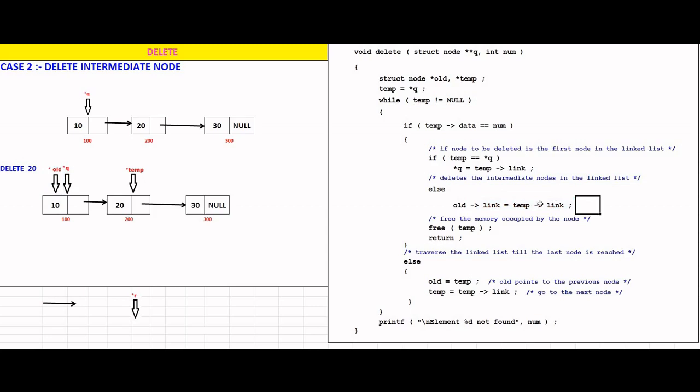What? temp of link is equal to old of link. It means whatever is present in temp of link, copy it into old of link. What is present in the temp of link? Temp of link is having 300. The link part of the temp is having the address of 30, that is 300. We copy this into old of link. Old of link means this part. So we copy temp of link, that is 300, over here. Whenever we copy 300 here, automatically this node points to the 30 node.